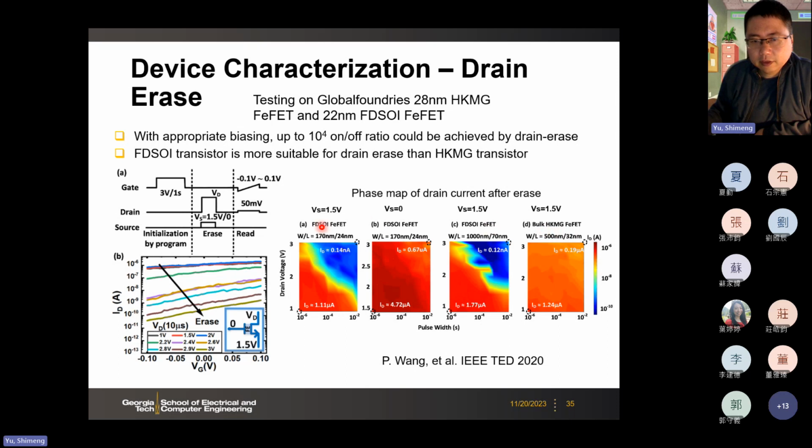This is because in the FD-SOI, the drain voltage will penetrate into the channel because the channel is floating. But in the bulk, there's no constraint to the body. So if you apply drain voltage, the field will be terminated at the body. Then it's not very effective to raise the channel potential. So we need to confine the geometry of the channel to erase.